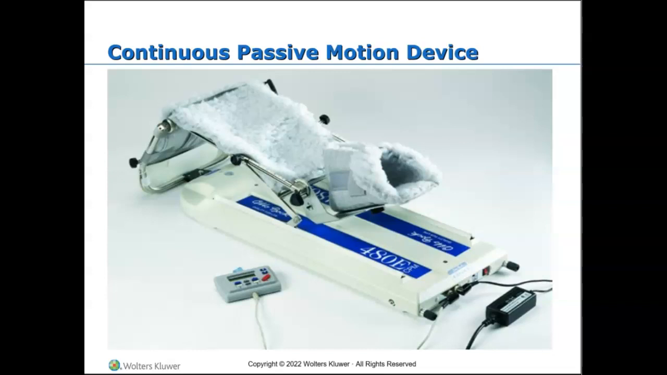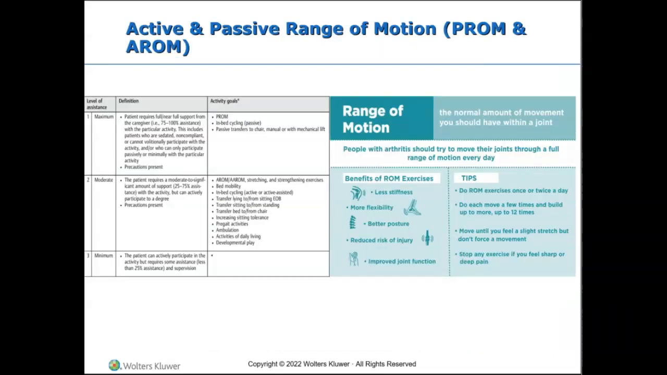CPM machines are most commonly applied to the knee, but there are versions of this for hips, shoulders, elbows, things like that. We commonly use them after joint surgeries to promote the recovery of normal range of motion and prevent joint stiffness as well as complications. Again, it's frequently recommended for knee replacements.